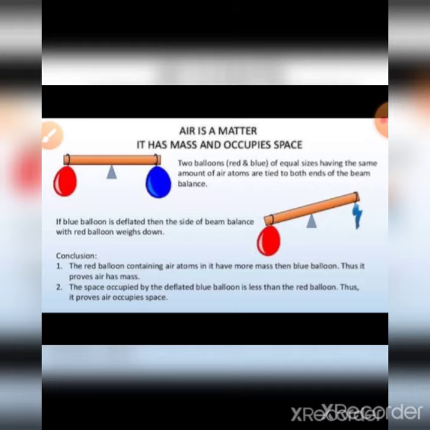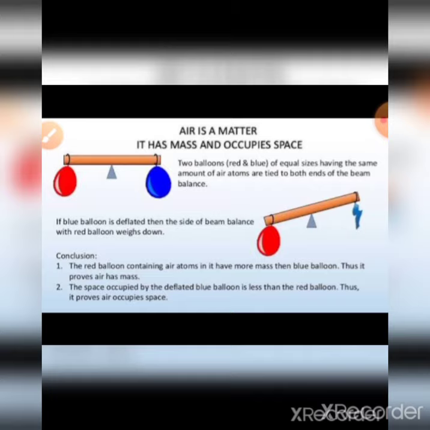Two balloons, red and blue, of equal sizes having the same amount of air atoms, are tied to both ends of the beam balance. Okay, as you can see in the figure, at the two ends of the beam balance we tied two balloons having equal mass. Then it is completely balanced when both have the same mass, or the same amount of air.